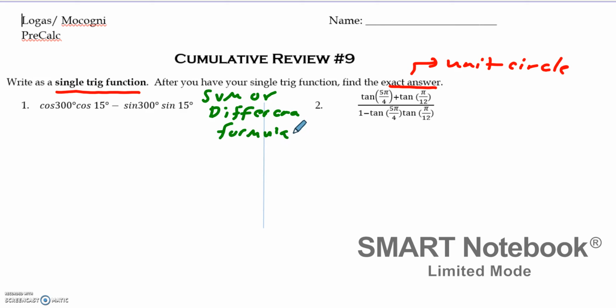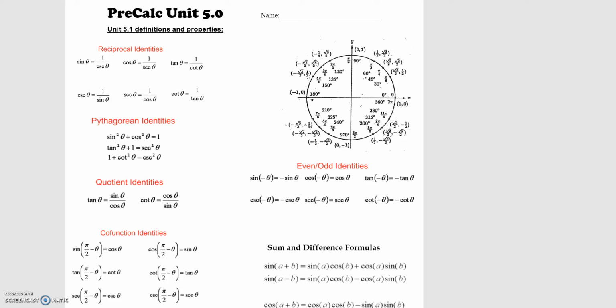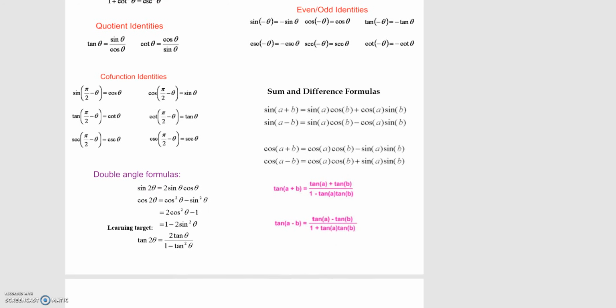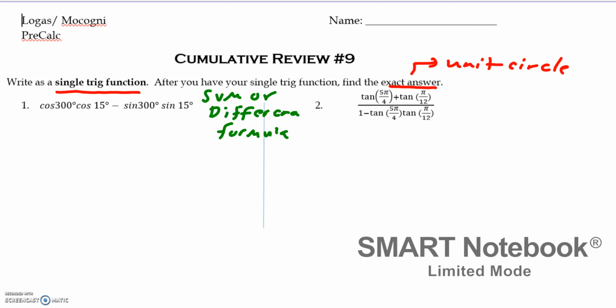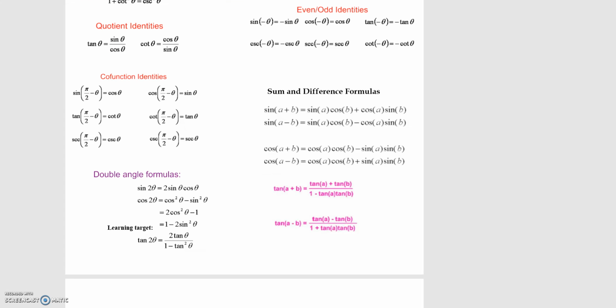So I need you at this point to find your Unit 5 packet that looks like this. Precalc Unit 5 has the unit circle on here, it has all your identities, and we're going to focus here on the sum and difference formula. The one that we just had was cosine cosine minus sine sine, which, if I reduce that to a single trig function, is cosine of the first angle plus the second.